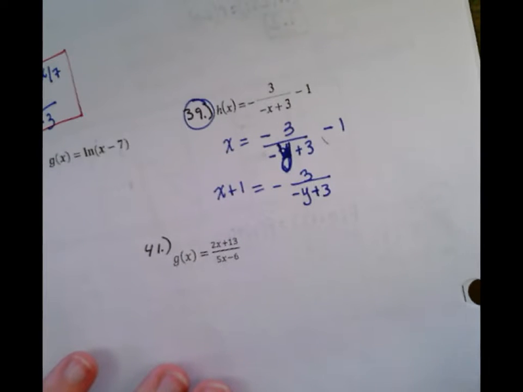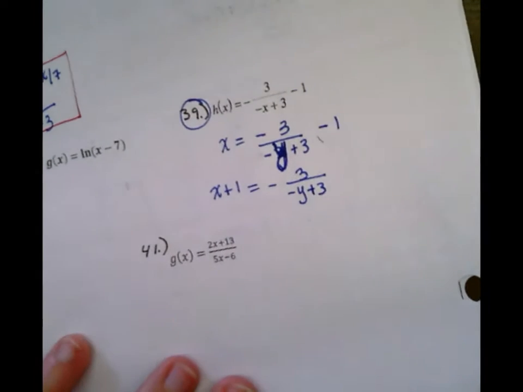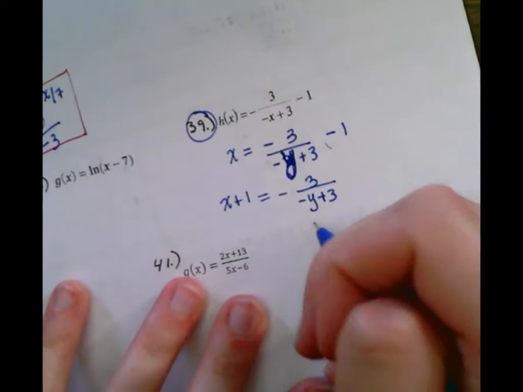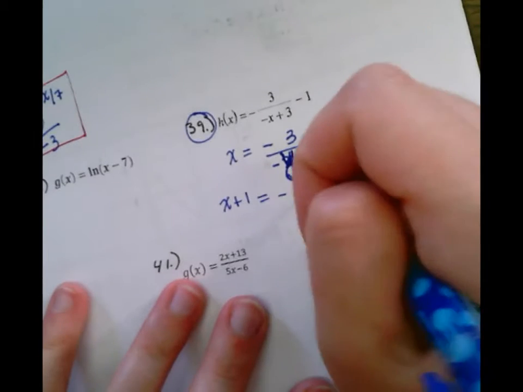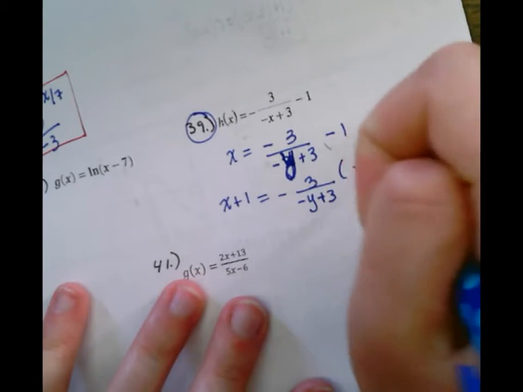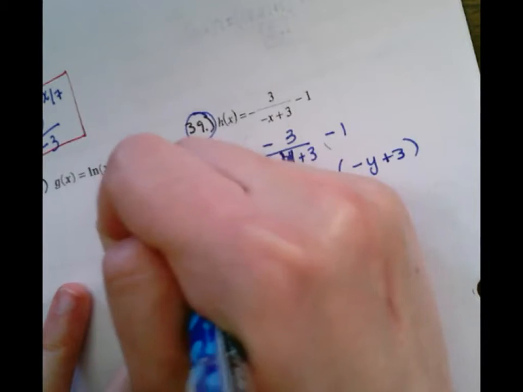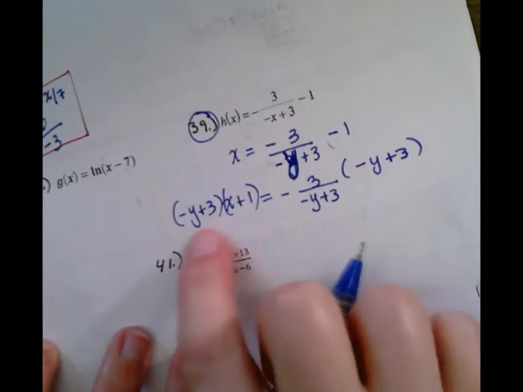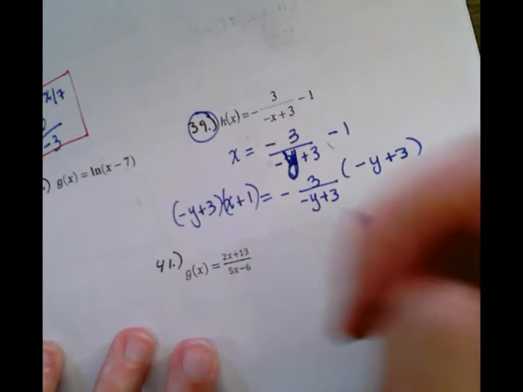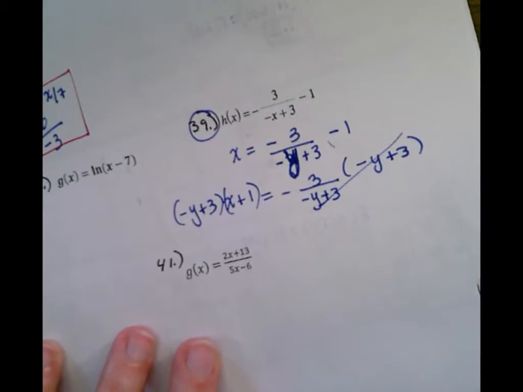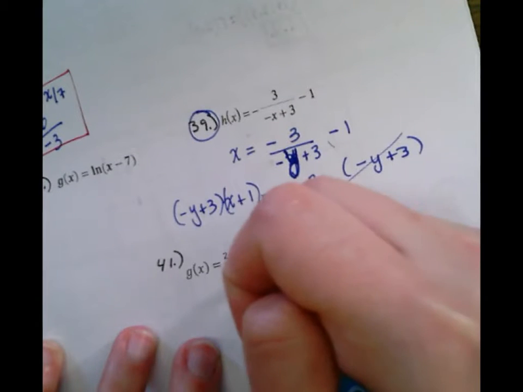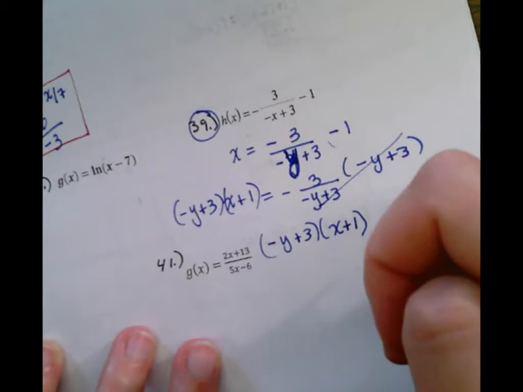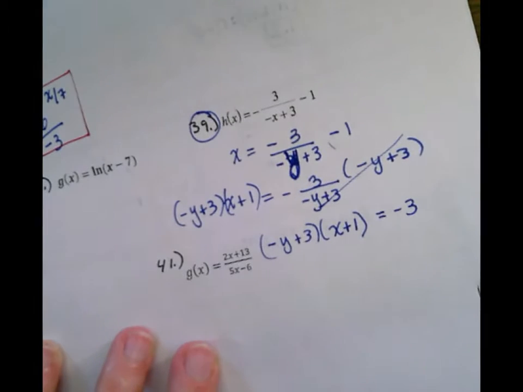The next thing I'm going to do is get rid of, oh, sorry, one sec. Okay, I'm going to move up the denominator of negative y plus 3, so I'm going to multiply both sides by negative y plus 3. And then instead of foiling here, I'm just going to divide that x plus 1 over to the other side. But let me just rewrite this momentarily. So we have negative y plus 3 times x plus 1 is equal to negative 3.